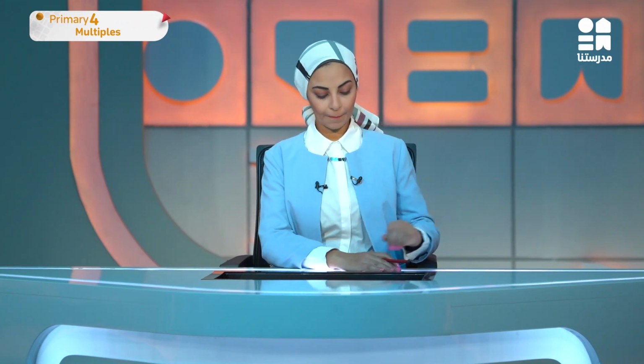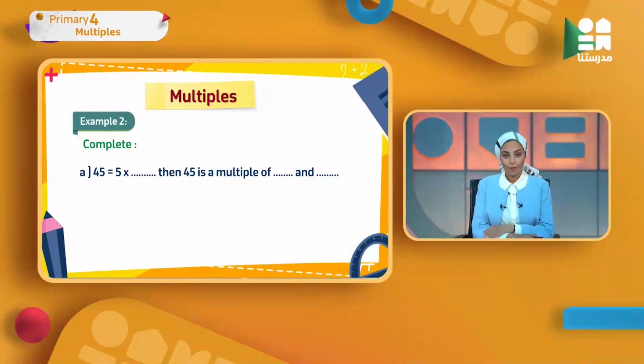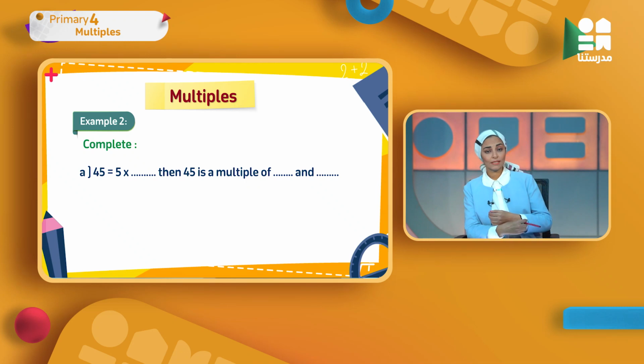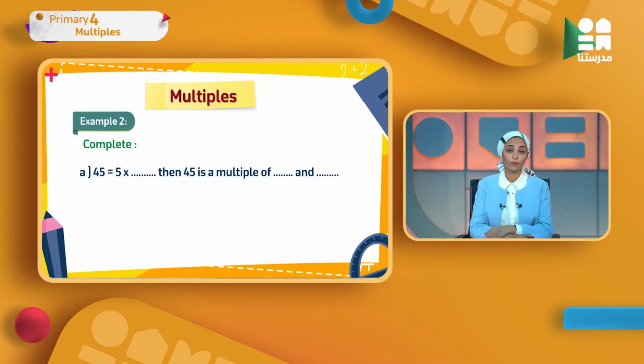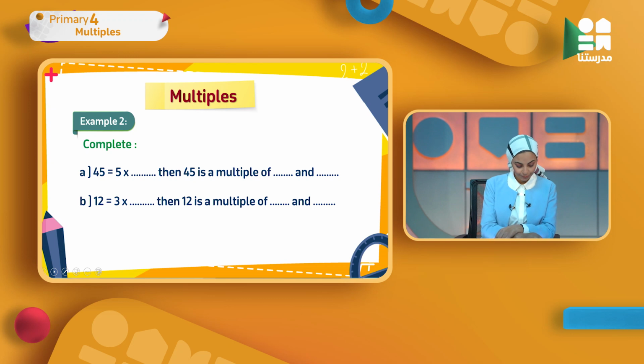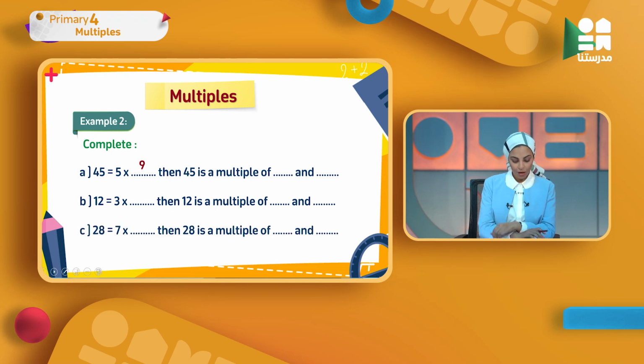Example number 2, complete. Okay. Letter A. 45 equals 5 times what? Who can tell me 5 times what equals 45? Yes, 5 times 9 gives me 45. That means that 45 is a multiple of 5 and also 45 is a multiple of 9.